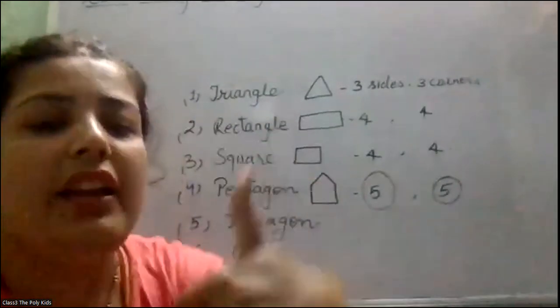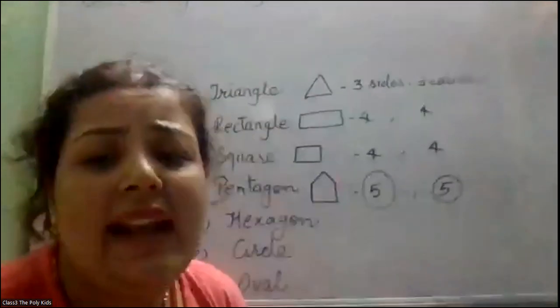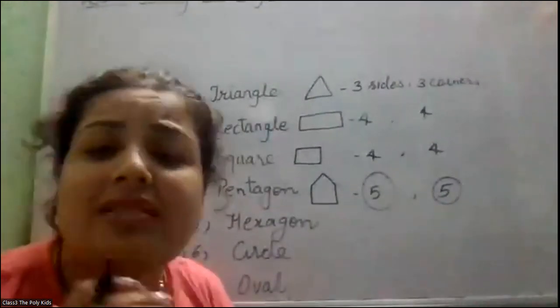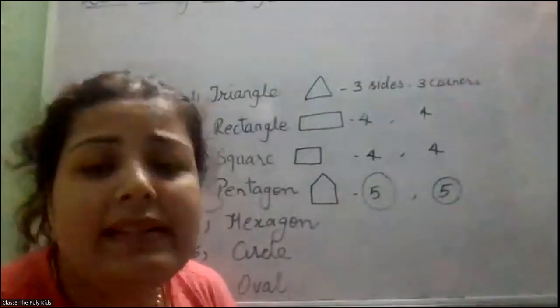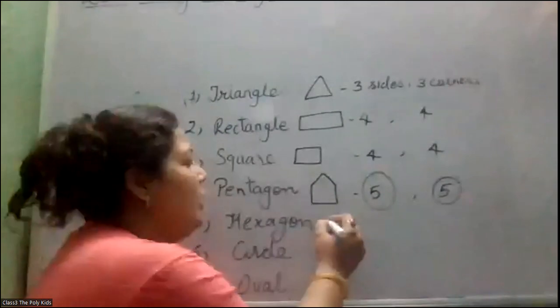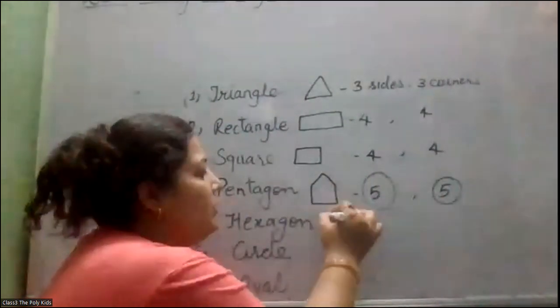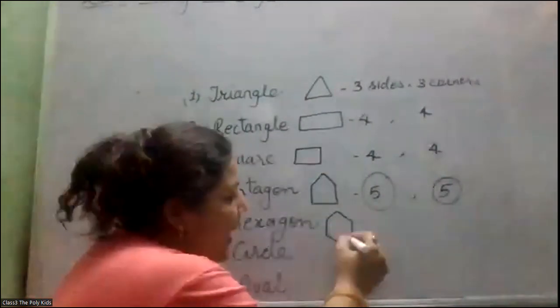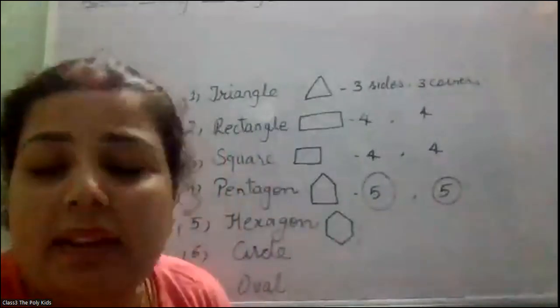Yes, ma'am. Very good. Now we will talk about the hexagon. The hexagon has 6 sides. How many sides does the hexagon have? The hexagon has 6 sides, and 6 corners. 1, 2, 3, 4, 5, 6. It's slightly like a pentagon.